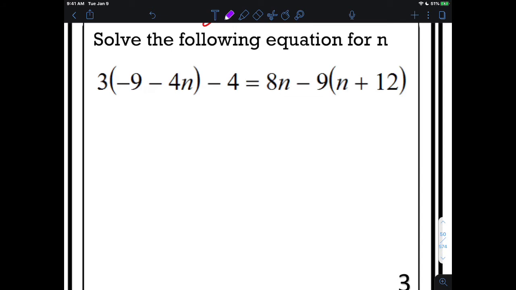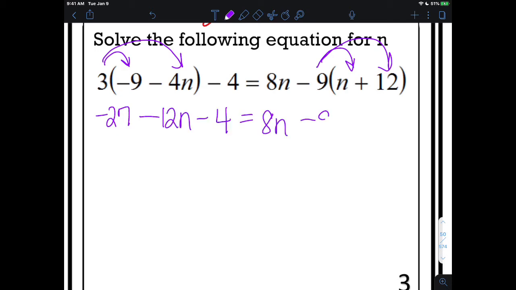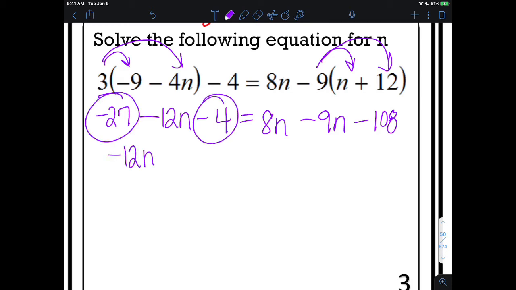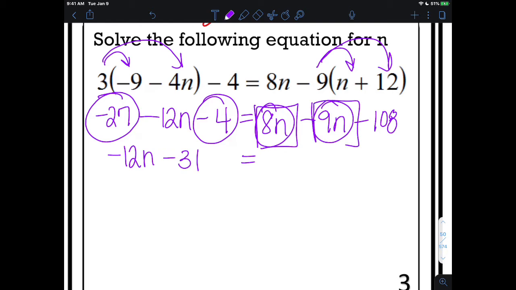All right, next one. Again, first let's go ahead and distribute on both sides. Okay, I got those. Let's go ahead and combine any like terms.